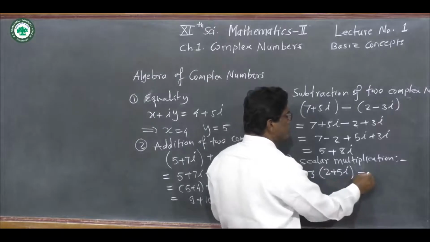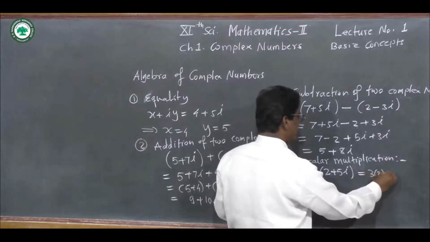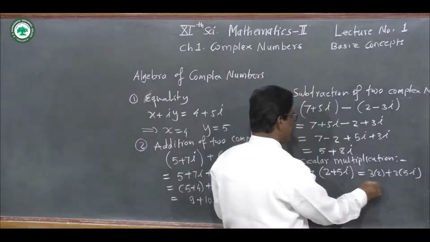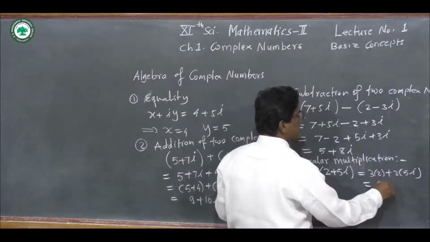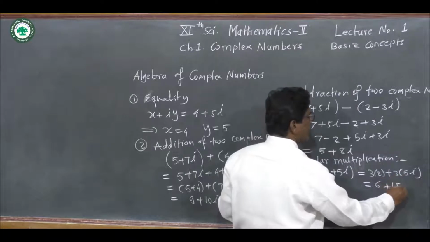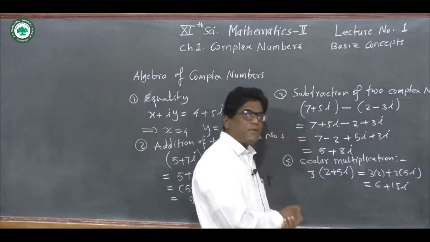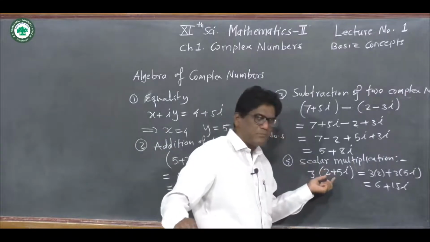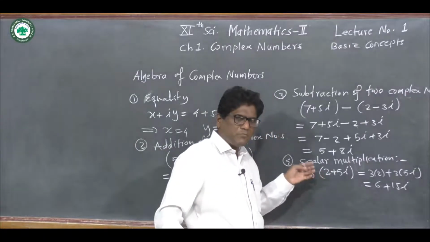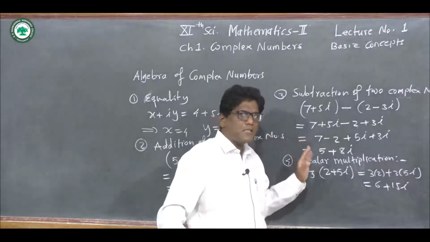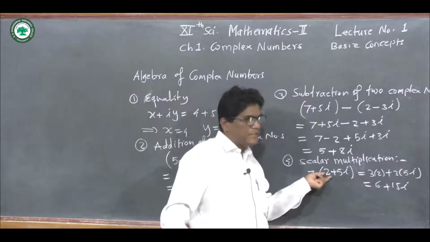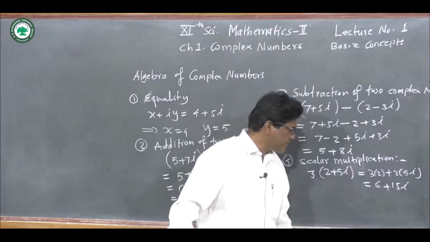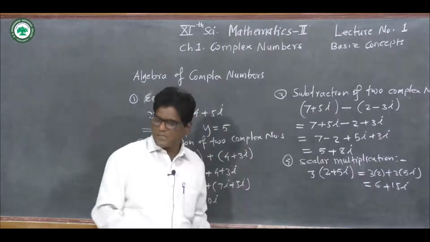So 3 into 2 plus 3 into 5i. So we get here 3 into 2 that is 6 plus 3 into 5 that is 15i. So this is the required complex number. So to take the scalar multiplication of a complex number means multiply the scalar to the real part and to the imaginary part. Then we get the scalar multiplication. It is again a complex number.